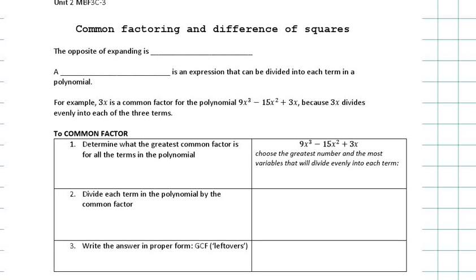So today we're going to start the factoring lessons. Yesterday what we did was expand. We went from the factored form to the standard form, or from the vertex form to the standard form, right? And we call that expand. The opposite of expanding is called factoring.